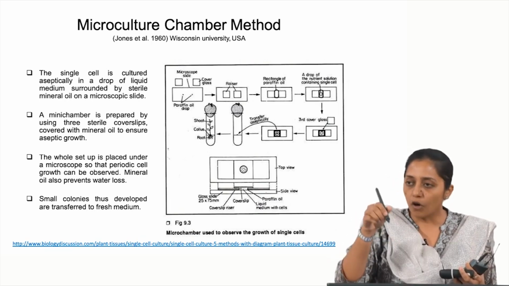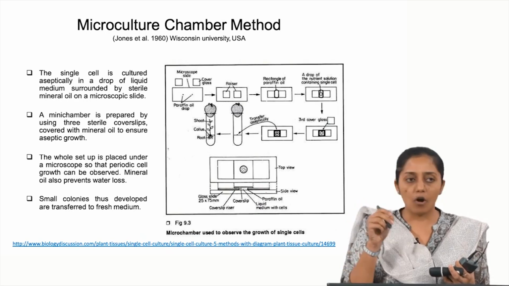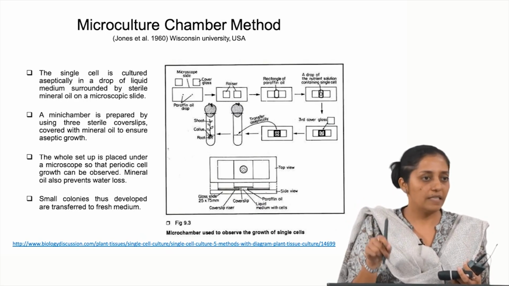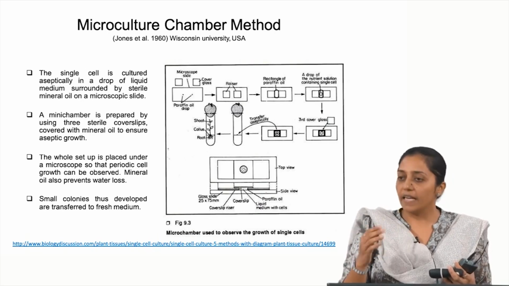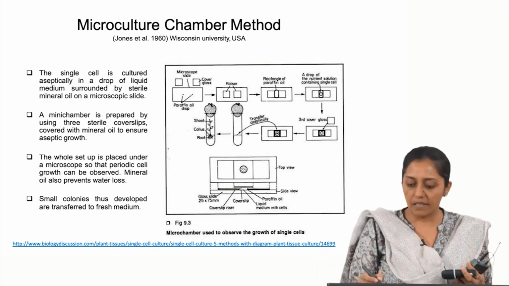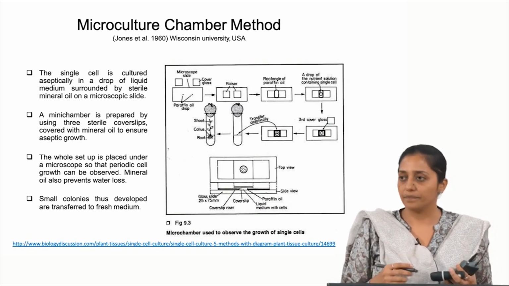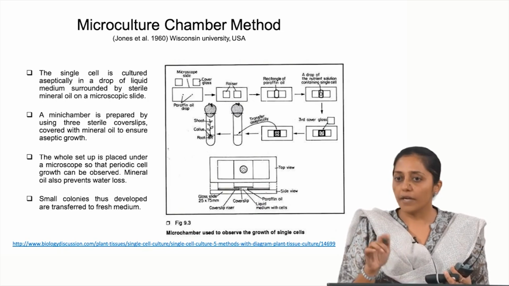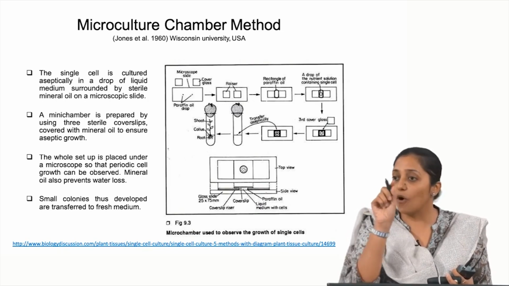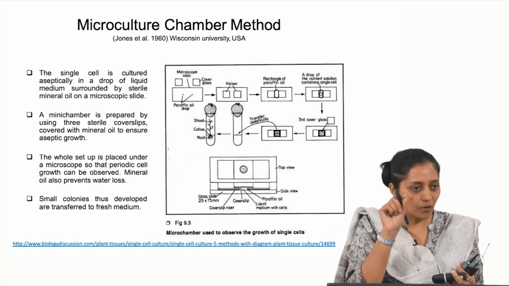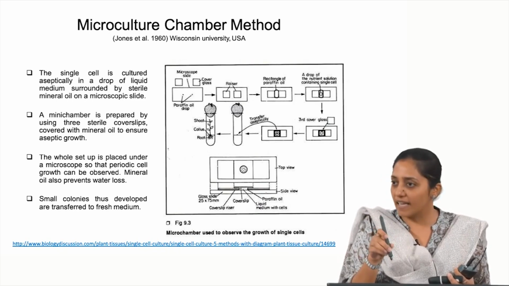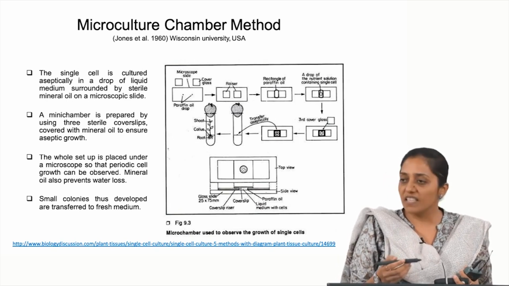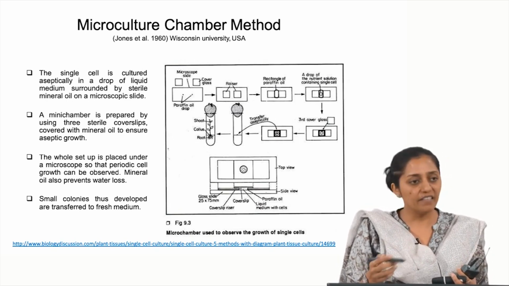Then you inoculate 1 drop of liquid nutrient with your cell inside that gap, and then you cover this with the 3rd cover slip on top, with the paraffin oil. So now it becomes like a small square mini chamber or micro chamber, where that single cell is in the drop of liquid nutrient, and then you can see under the microscope, let it divide.